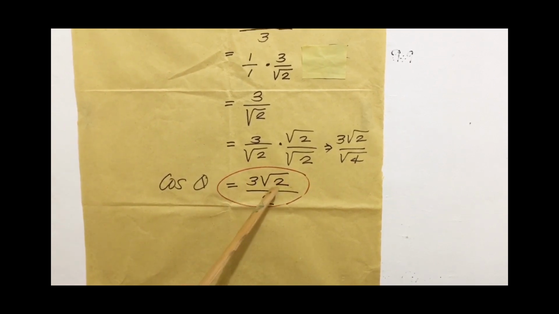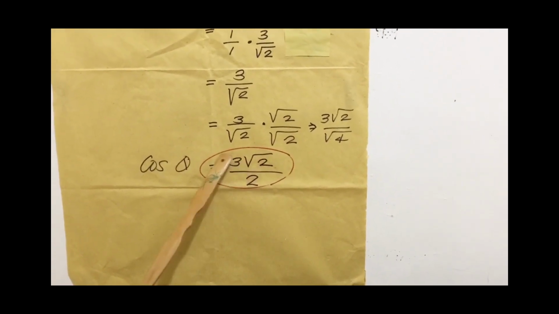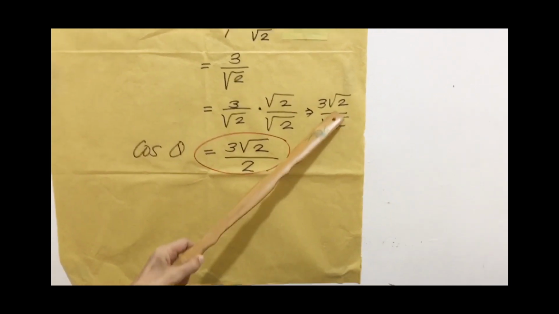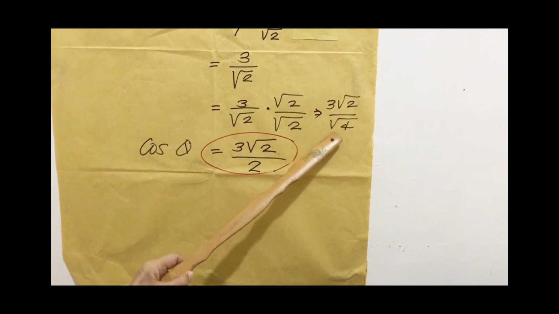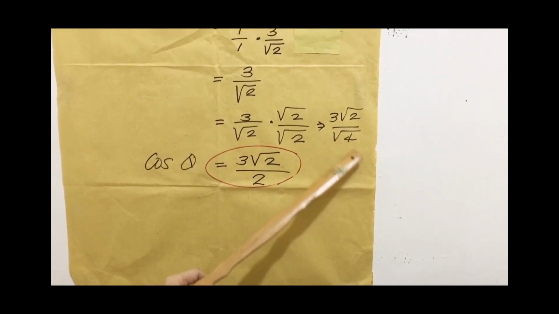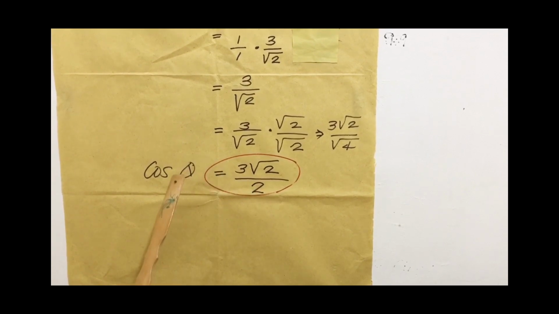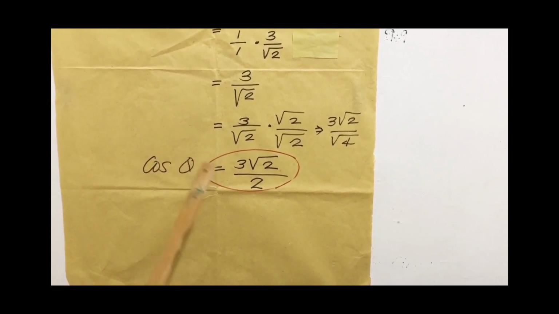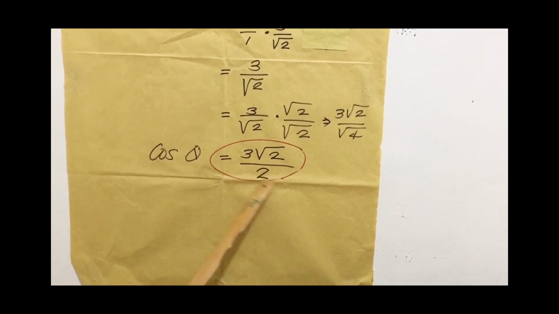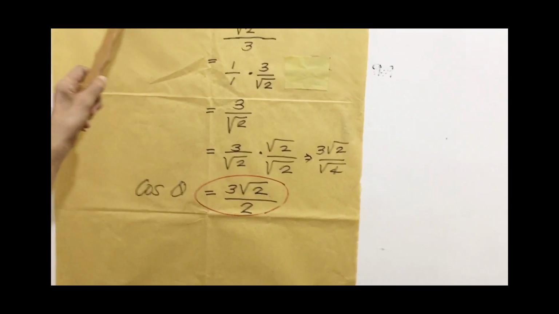So this is the simplified number. But the square root of 4 is not. So we're going to get the perfect square root of 4. So the perfect square root of 4 is 2. So this will be now our answer. The cos theta is equal to 3 square root of 2 over 2, where the given is secant theta equals square root of 2 over 3.